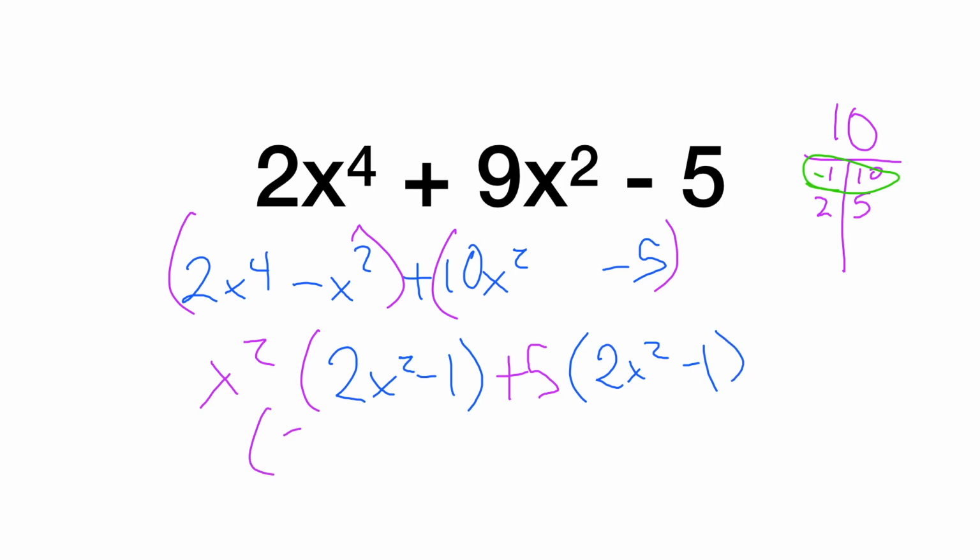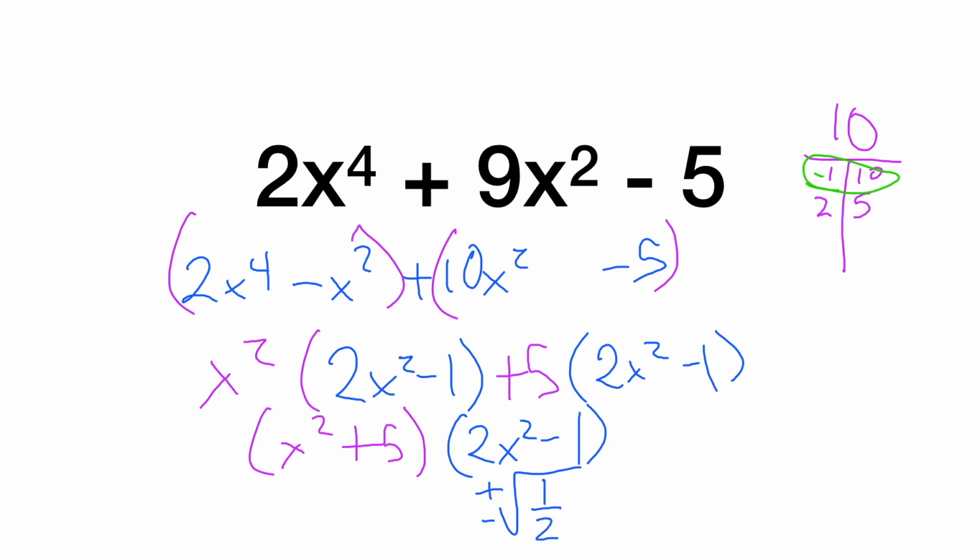So x squared plus 5 times 2x squared minus 1. That means this is plus or minus the square root of 1/2. And my purple part becomes i square roots of 5, and that is plus or minus. For a reminder as to why those work, look at earlier examples where I did that part.